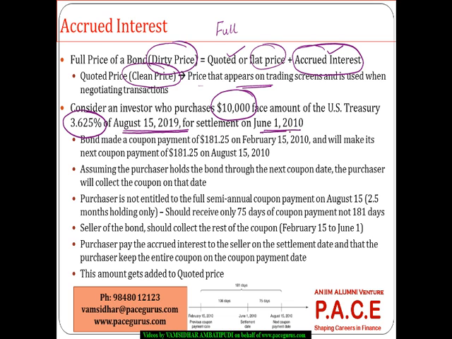2019. I have purchased it on 1st June 2010. Because this is maturing on 15th August 2019, the coupon payments are on 15th August and 15th February, right? So I want to buy it on June 1st, which means it might have been issued long back. Now I am doing it as a secondary market purchase. So here it must have paid some coupon on 15th February. How much coupon would it have paid?